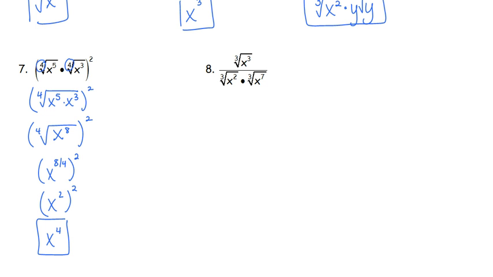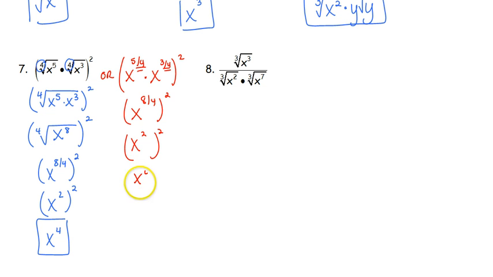Or what you could have done is you could have changed to fractions right away. This is x to the 5/4 times x to the 3/4, all being squared. We're multiplying same bases, so we add their exponents. 5/4 plus 3/4 is 8/4, which again gives us the exact same answer.